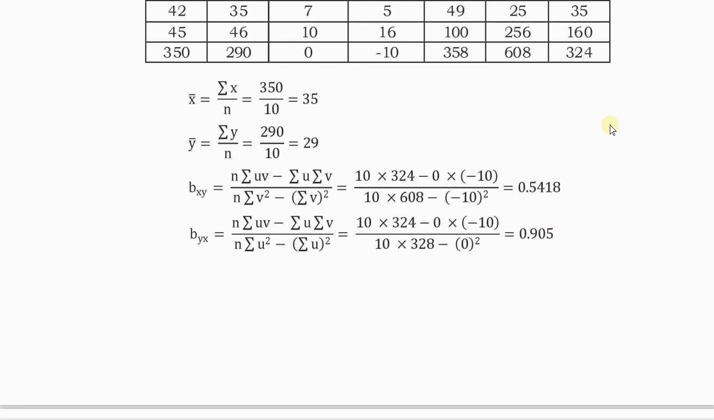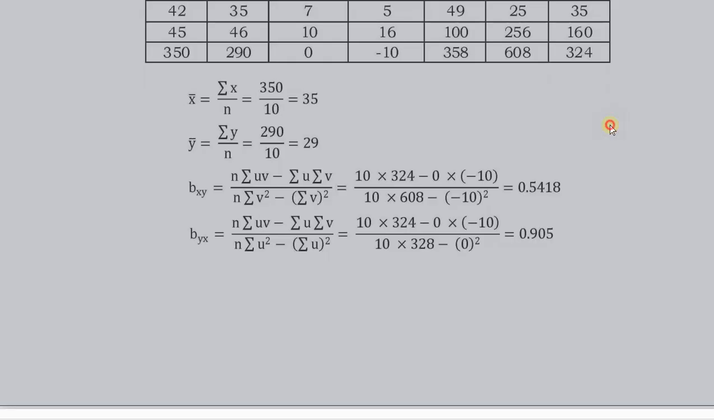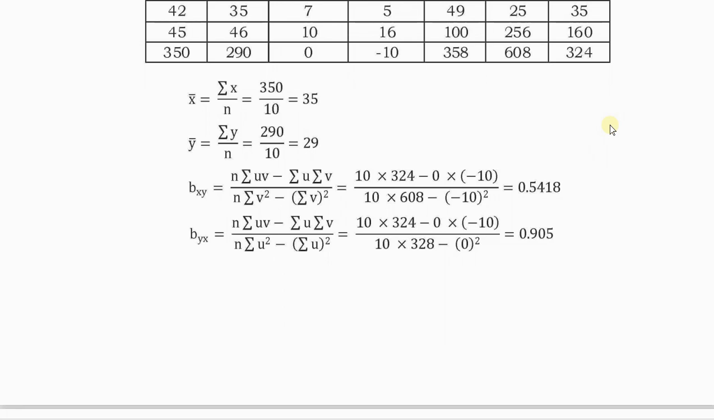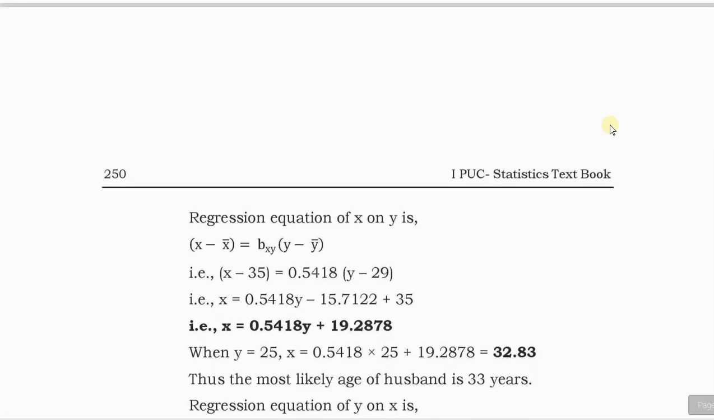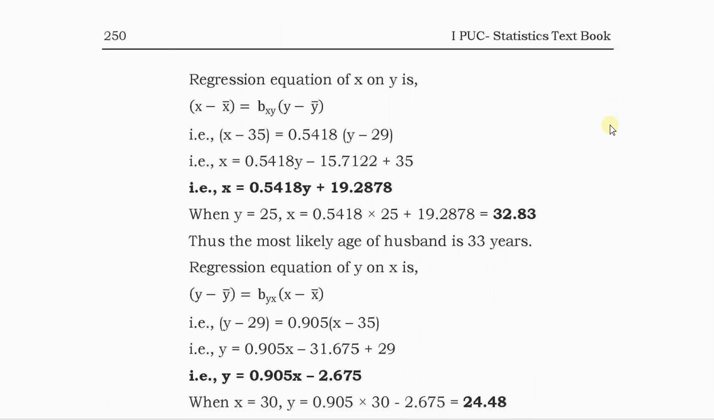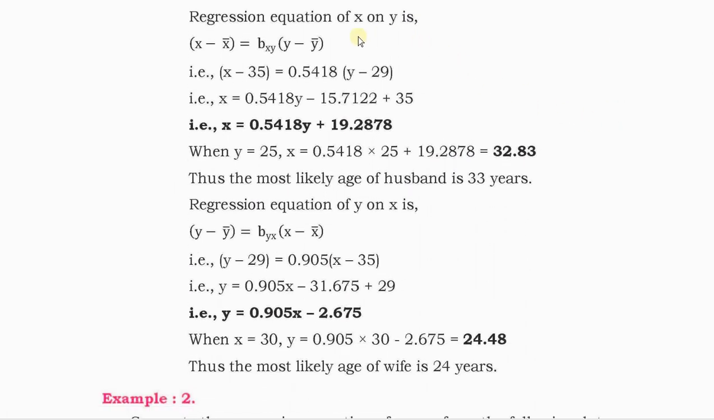Now that we have estimated the regression coefficients here, we shall go for the estimation of the equations. First, the regression equation of x on y is given by x minus x bar is equal to bxy into y minus y bar. So that is x minus 35 is equal to bxy value, 0.5418, into y minus 29.